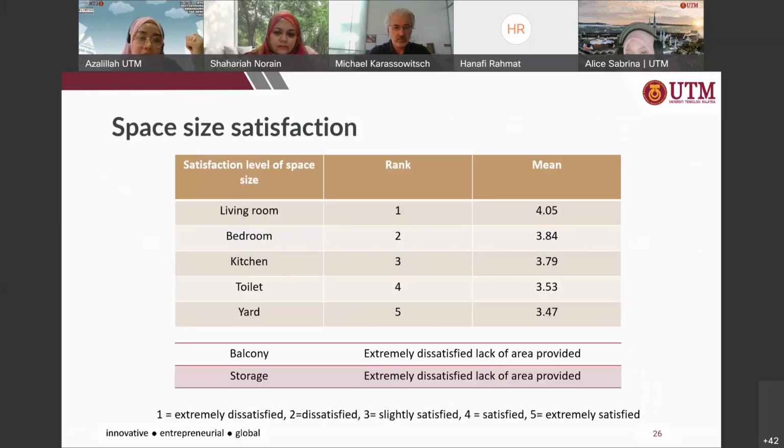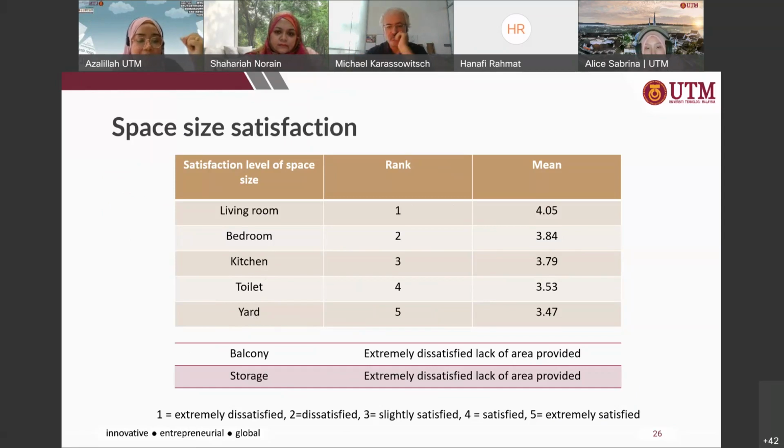Here I did a survey for them to give feedback on space size satisfaction. Here is the satisfaction level for the space size. The lowest rank means extremely dissatisfied. The space they are most unsatisfied with is the living room. Then second is the size of the bedroom, and then the kitchen and toilet. Apart from that, because of the design of public housing, they have no balcony and no storage, so they are extremely dissatisfied because these spaces are not provided.